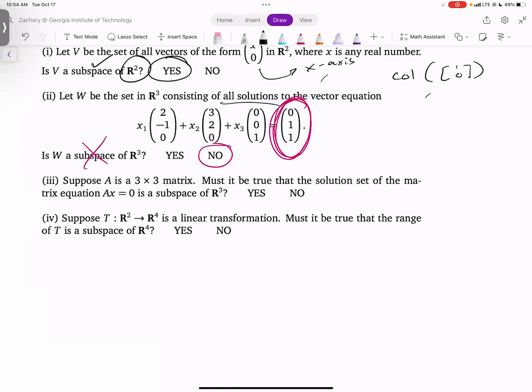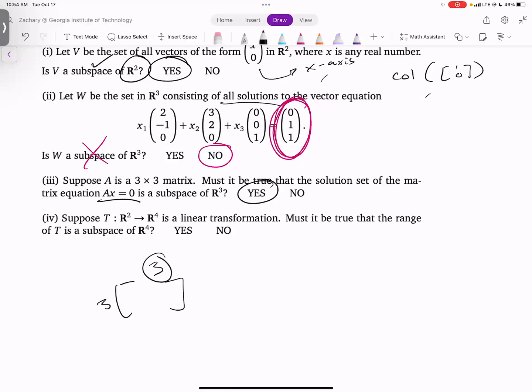Number 3 says A is 3 by 3. Must it be true that the solution set to the equation Ax equals 0, the null space, is a subspace of R3? Well, the null space is a subspace of our domain, which is our number of columns, and we have 3. So it is a subspace of R3. That is correct. We don't know what shape it is, but we know it's a subspace.